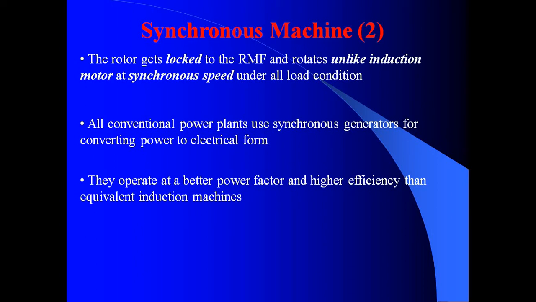The slip is equal to (Ns minus Nr) divided by Ns, times 100. Here Ns is the synchronous speed and Nr is the rotor speed, under all load conditions. All conventional power plants use synchronous generators to convert power to electric form. They operate at a better power factor and a higher efficiency than equivalent induction machines.